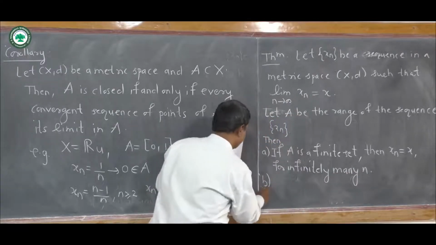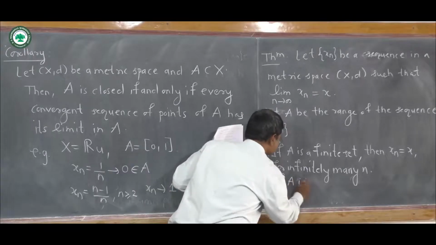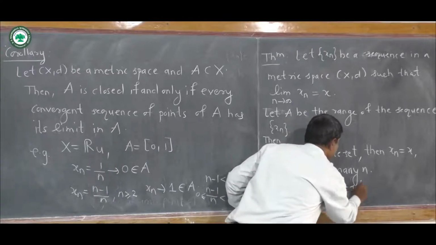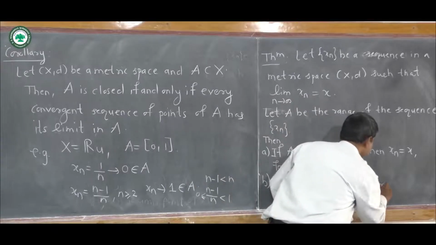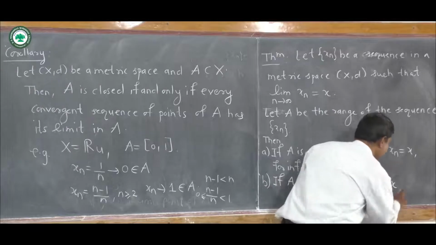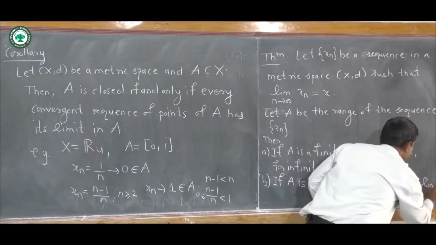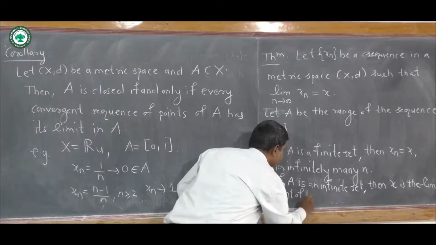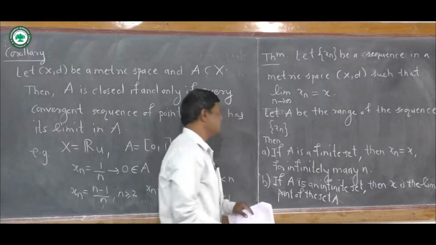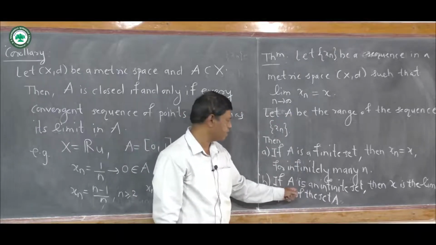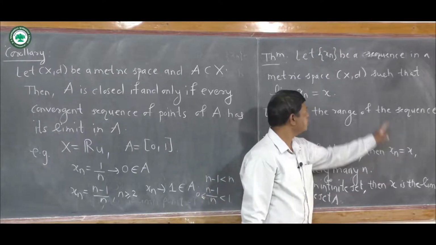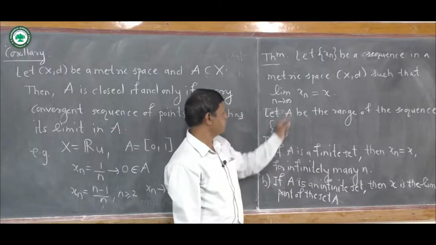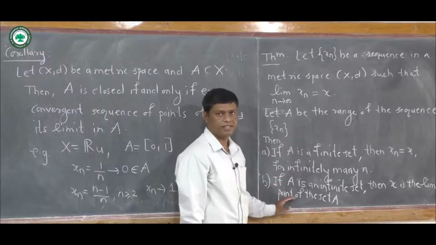Then the second is that if A is an infinite set, then x is the limit point of the set A. So this tells us that if the range of the sequence is an infinite set, then the limit of this sequence is x, and the same element x is the limit point of that set A, which is the range of the sequence xn.